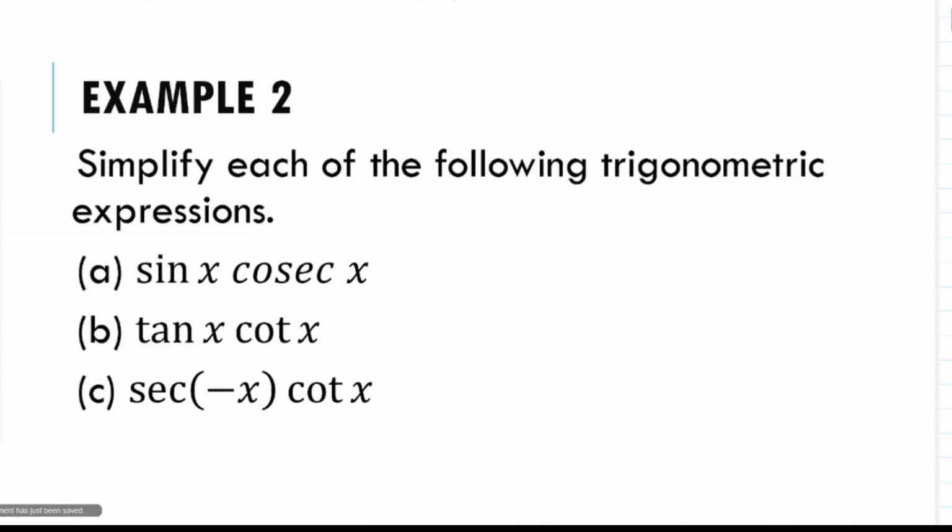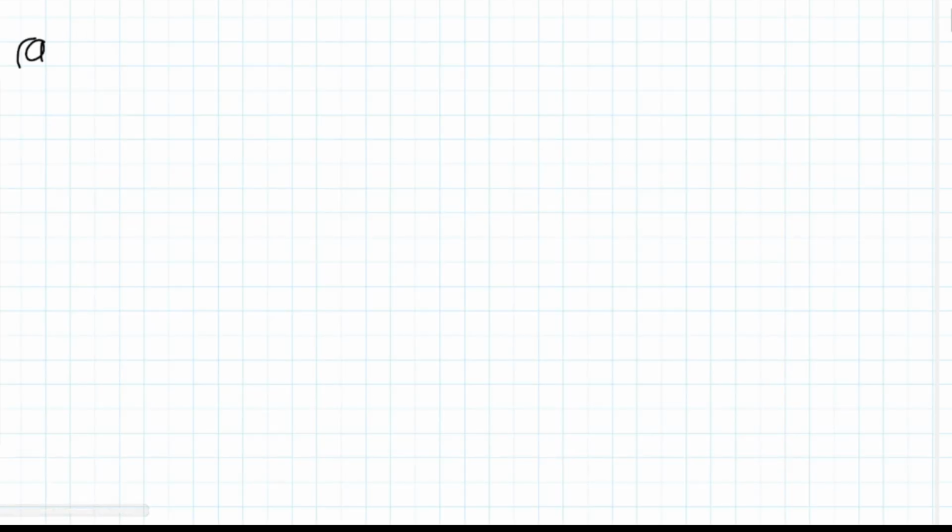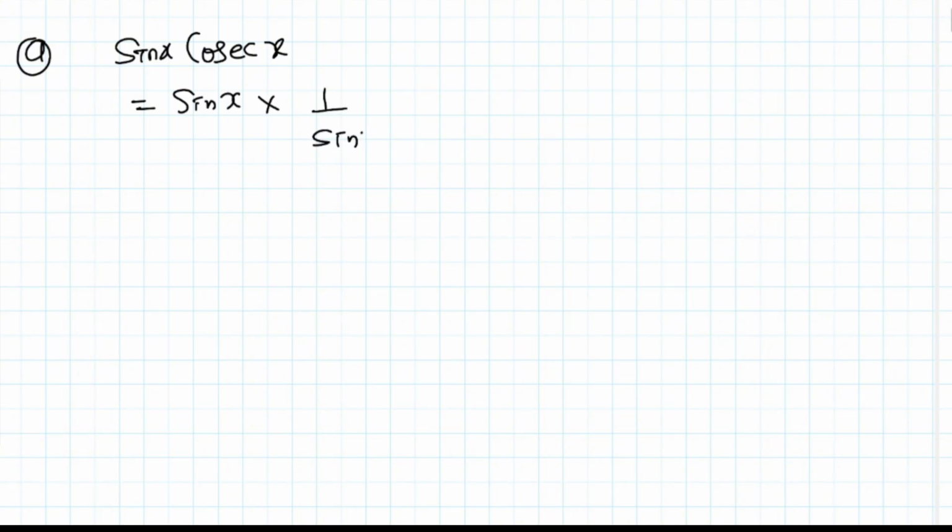Example 2, simplify each of the following trigonometric expressions. Number 1, A, sine x cosec x. So let's see which substitution we can make here. That is cosec x, which is 1 over sine x. If we cancel out the common factor, this will cancel this, and the answer is simply equal to 1.